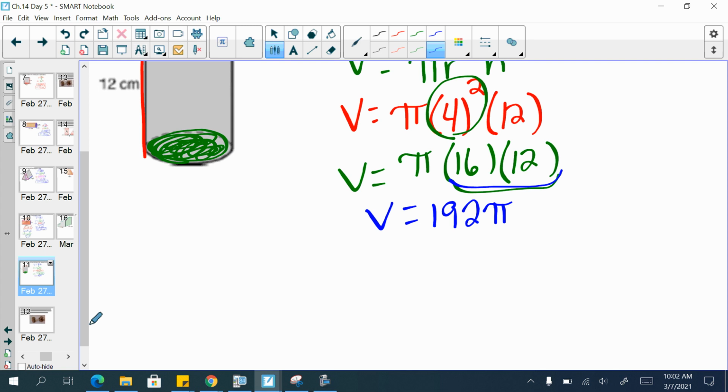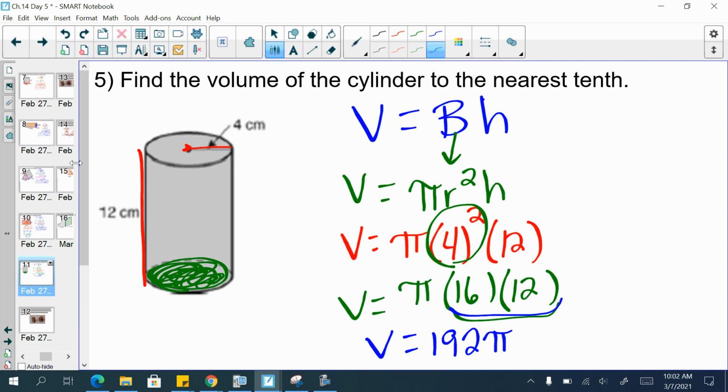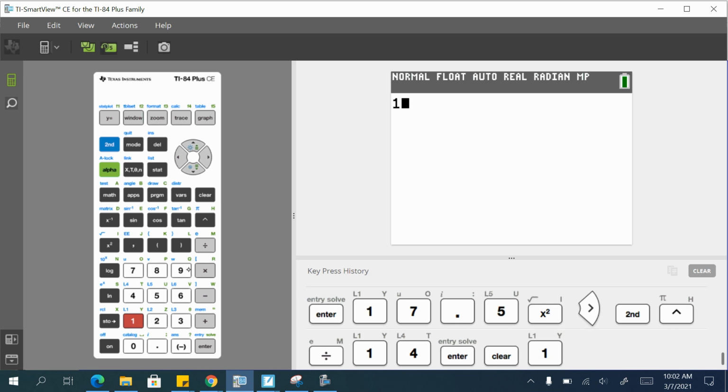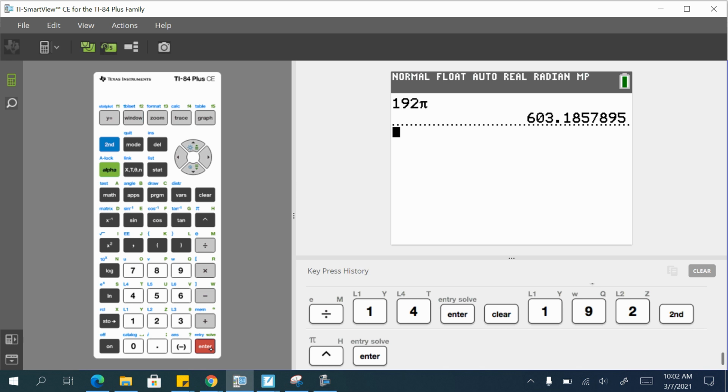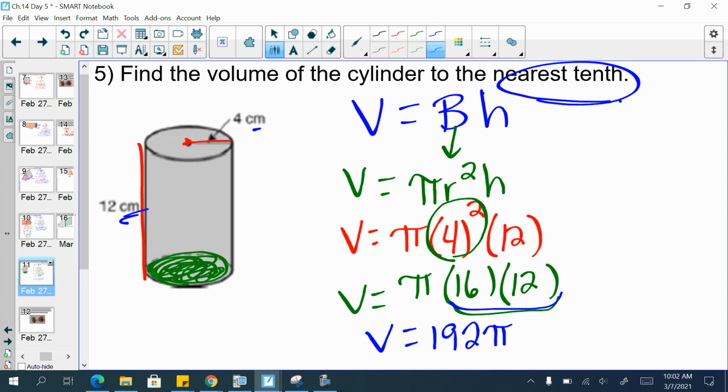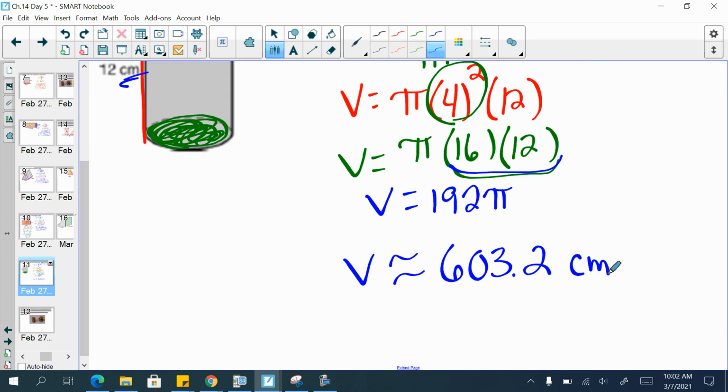By the way, sometimes you might be asked just to leave your answer like this. We call that writing it in terms of pi. But the directions say to give it to the nearest tenth, which means we actually want a decimal. So we want to go to our calculator and do 192 times pi. When we do that, again, use the caret key. Don't use 3.14, not as accurate. 603.2, tenths is 1 decimal, and we have to round up because the next digit is an 8. So 603.2 approximately, and our units were centimeters, so volume will be cubic centimeters.